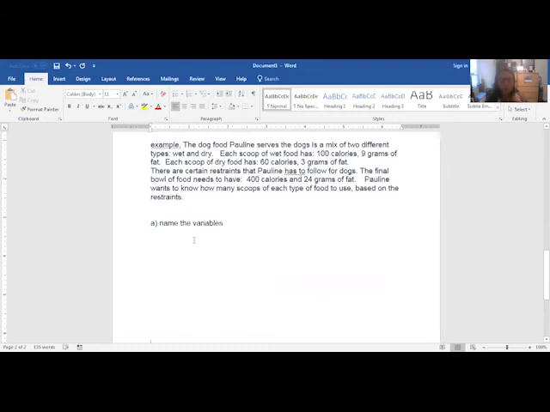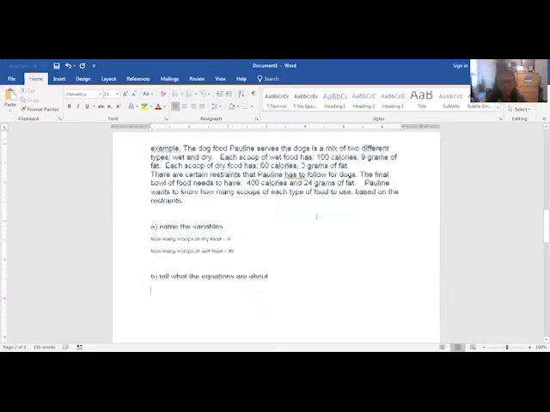So our first step is going to be to name the variables. The variables are the two things we don't know. In this problem, as in life, there may be a lot of things we don't know, but we're focusing on the question that needs to be answered. And the question here is how many scoops of dry food and how many scoops of wet food. We can name these variables X and Y, or in this case, it might be easier to name them D for dry and W for wet.